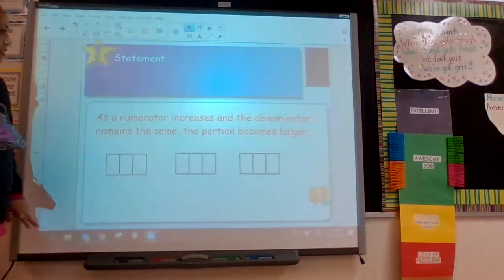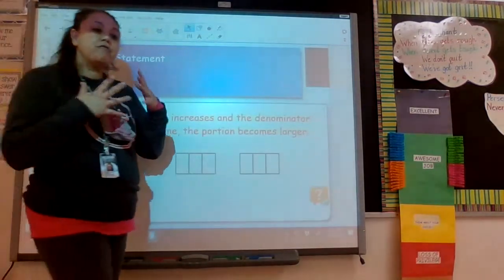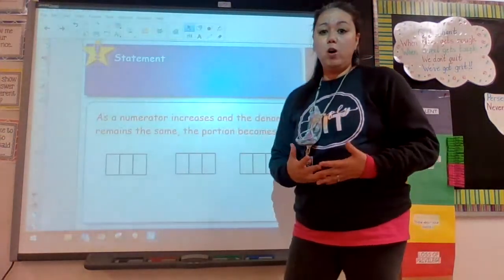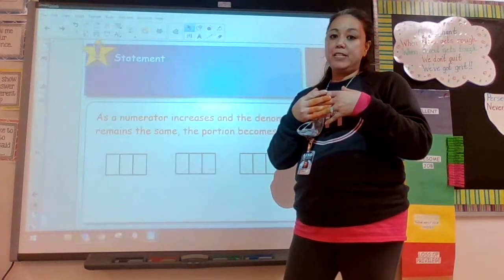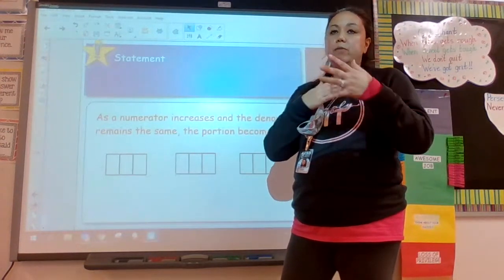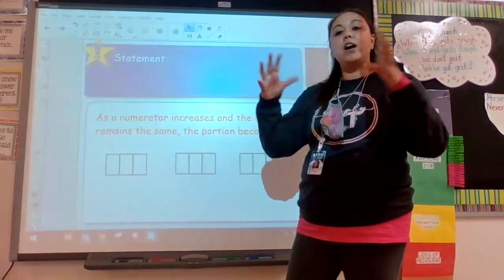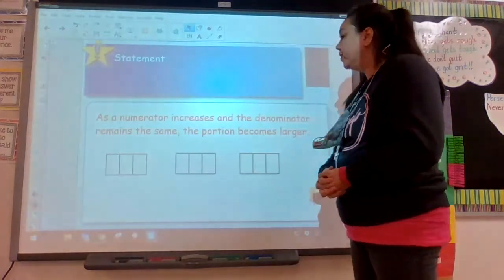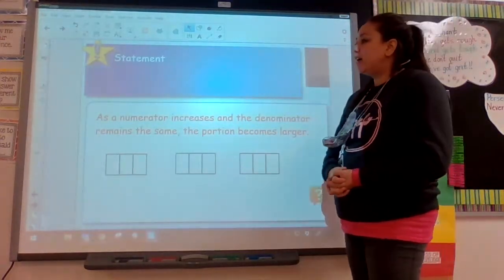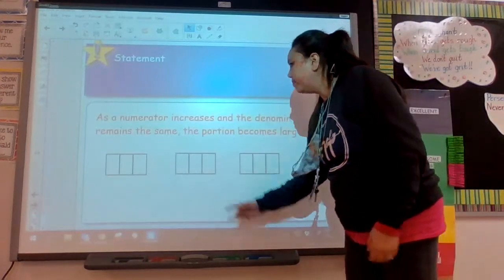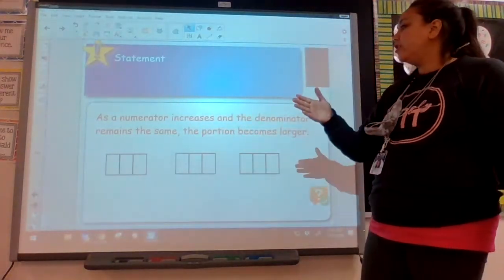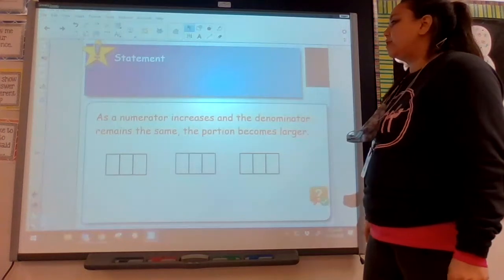Okay, so remember, a fraction is a part to a whole. The numerator tells you how many pieces we're talking about, or they're asking about. The denominator tells you how many pieces make the whole. Okay, and when we think about it, the numerator, think about the top number. As the numerator increases, the denominator remains the same.